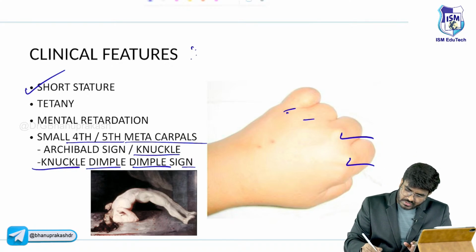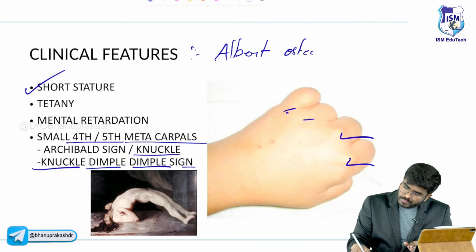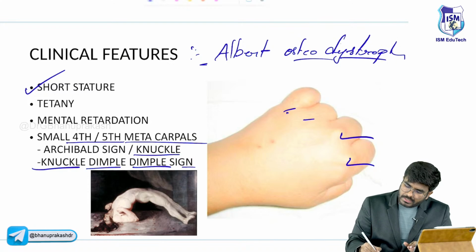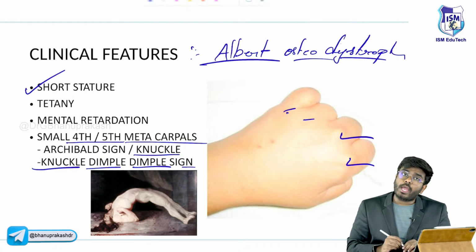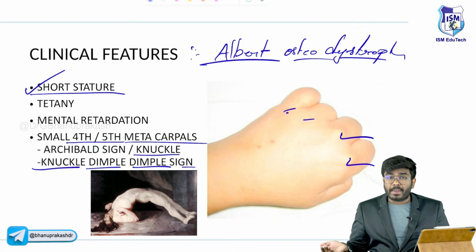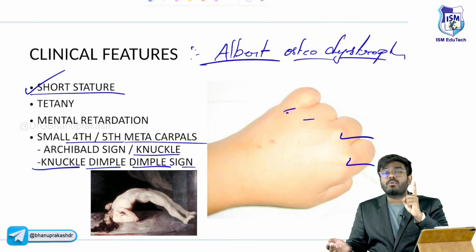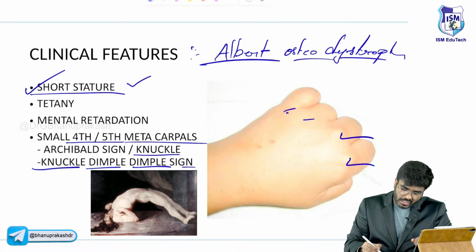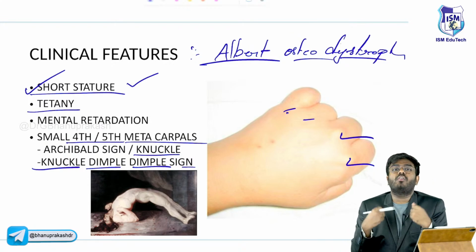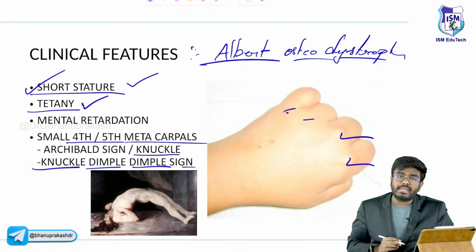See, these are all the clinical features of Albert's osteodystrophy, which is there from the birth. Seen in which condition? Pseudohypoparathyroidism. So calcium is not there. Parathyroid hormone is there. Remember, parathyroid hormone is there, but calcium is not there. So short stature. As the calcium is not there, over-excitation of the neurons can lead to tetany.